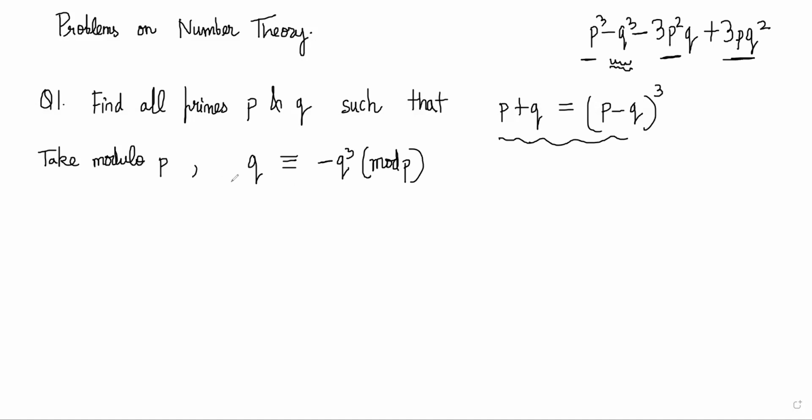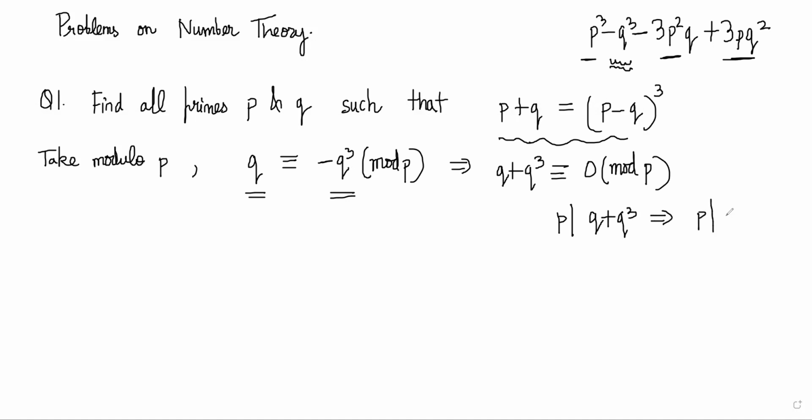So therefore, by taking modulo P, you will get Q on the left hand side and minus Q cube on the right hand side, right? So this implies that Q plus Q cube is congruent to 0 mod P. So therefore we know that P must divide Q plus Q cube, or P divides Q times Q square plus 1. And basically from here we could conclude that since P does not divide Q, P divides Q square plus 1, right?